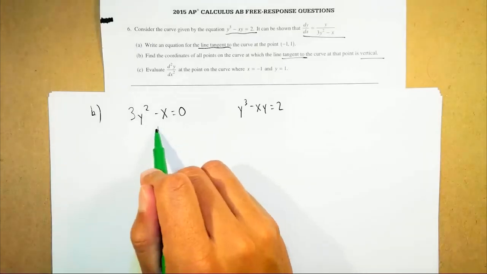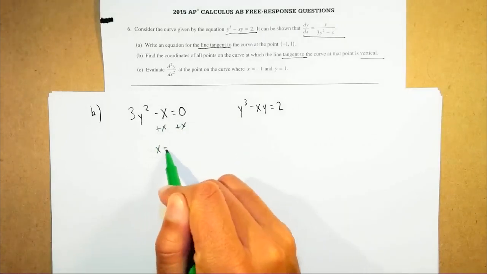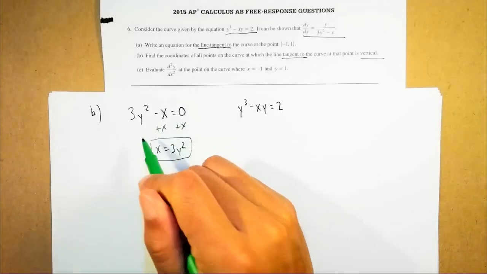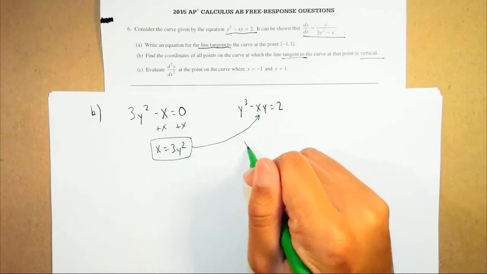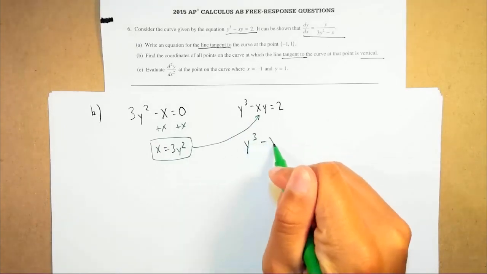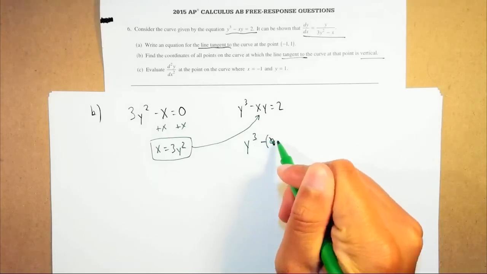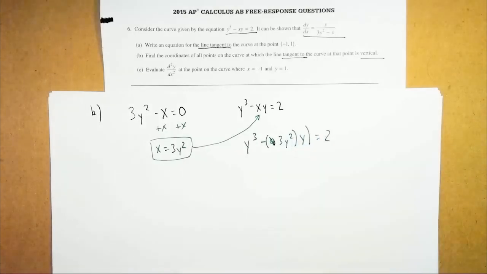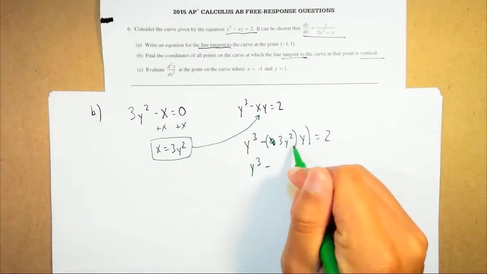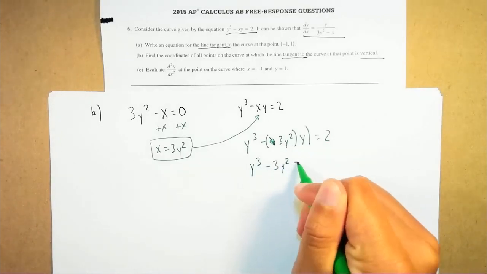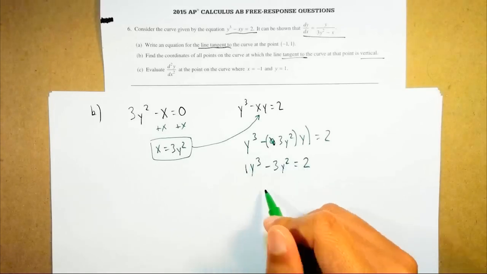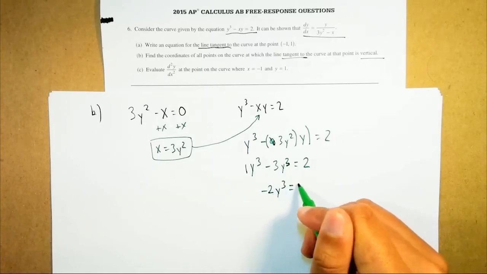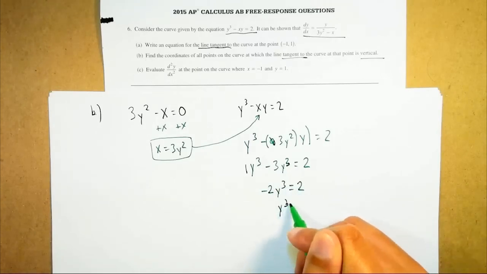So I'm going to add x, and I'm going to get x is equal to 3y squared. Meaning anytime I see an x, I'm going to plug in 3y squared. Meaning I'm going to take this and plug it into here, which is going to look like this. y cubed minus 3y squared times y equals 2. And then simplifying it, I'm going to get y cubed minus 3y cubed equals 2. Combine like terms, 1 minus 3, that's negative 2y cubed equals 2. Divide by 2, y cubed is equal to negative 1.